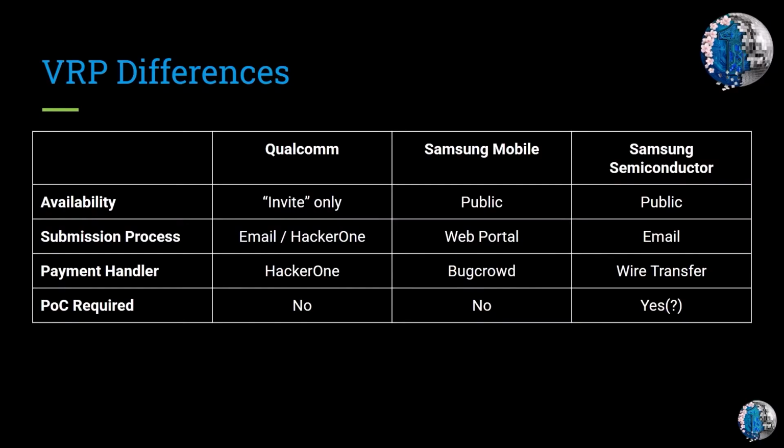For the Samsung semiconductor stuff, if you submit them bugs, I'm going to warn you right now, the only way they pay out is international wire transfers, and that requires giving Samsung semiconductor, who's never been hacked before, all of your banking info. So if that's a non-starter, I wouldn't submit to them. And then they also technically require POC for all of their submissions. I've never submitted POC. I'm just too lazy to do that. So they still pay out, but maybe they're just docking some pay for not having POC. I'm not sure.